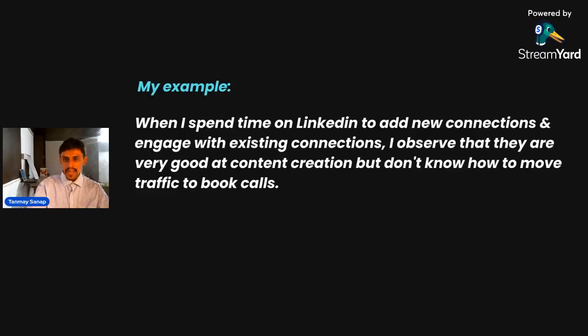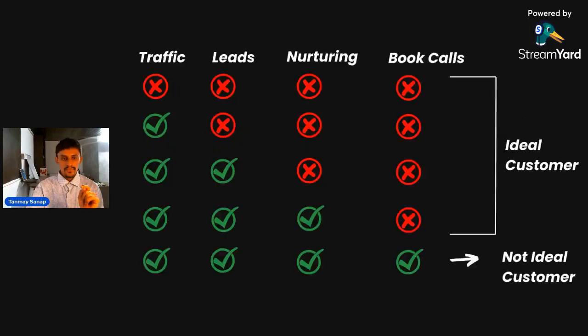So I observe that they are very good at content creation, but they don't know how to move traffic to book calls. So they are in this row. Second row, they are very good at content creation. They are very good at adding new and new people, and they're just very good at traffic. They have lots of traffic, but they are not able to generate leads. And some of them are able to generate leads.